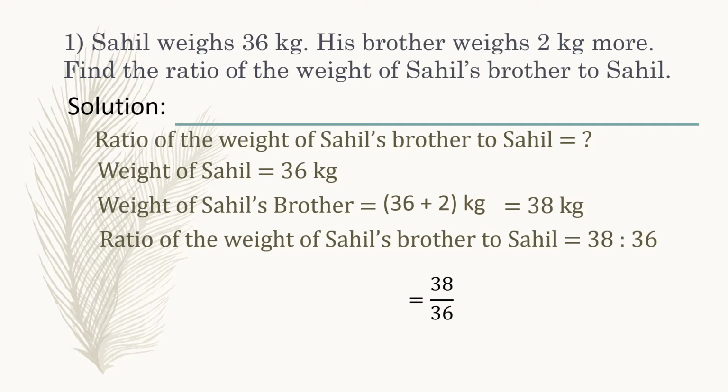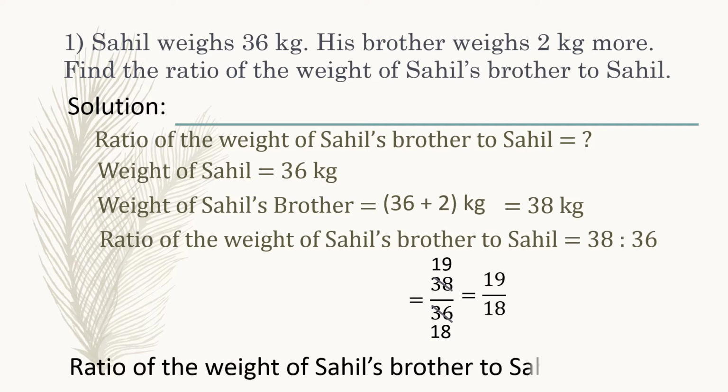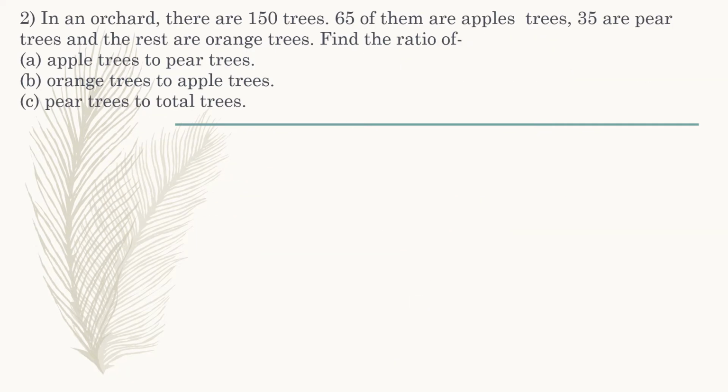See, 38 and 36 both are divisible by 2. So divide. 2 18s are 36 and 2 19s are 38. So we get 19 upon 18. So the ratio of the weight of Sahil's brother to Sahil is 19 is to 18. Let us solve one more question.